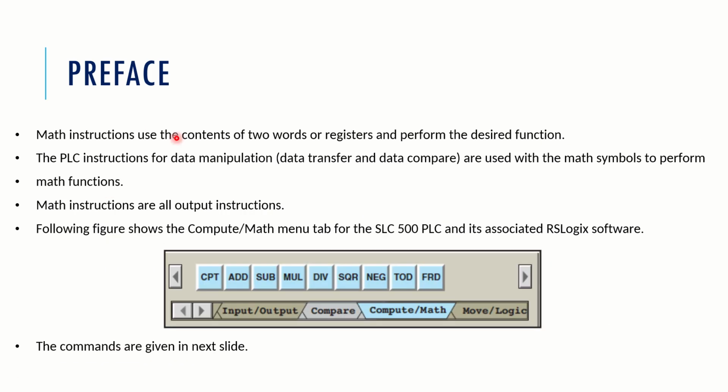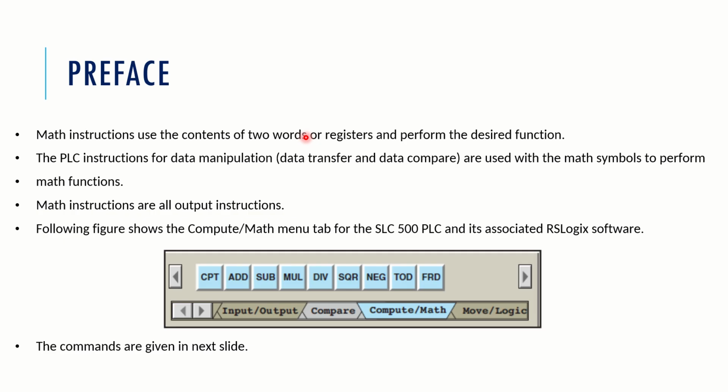Now whatever math instructions are there, they use the contents of two words or registers and perform the desired function. This is one important factor. Two words are used. Why are two words used? Because we have already seen that whatever mathematical function there will be, it will be performed on 16 bits of data. Then what is the necessity of two words? The necessity of two words is that one word is assigned to define which operation has to be performed.